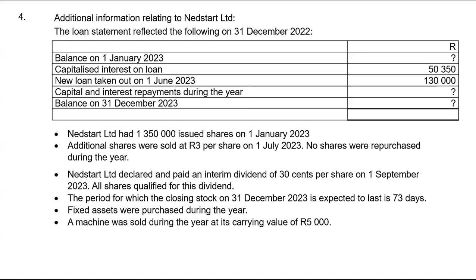I'll start with the first point that we are given here. It says that Netstar Limited had 1,350,000 issued shares on the 1st of January 2023. So these are shares that were issued in January 2023. I'm going to put them in my timeline. According to the information that I've got, on the 1st of January 2023, I'm going to have 1,350,000 shares.